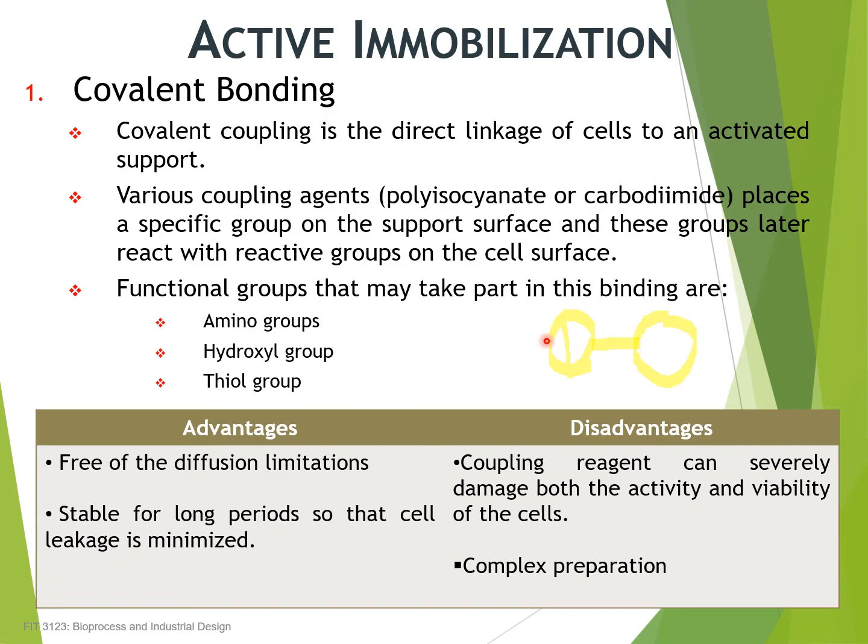The first one is covalent bonding. I put an example here. The round one is actually your cell. So this is your cell.